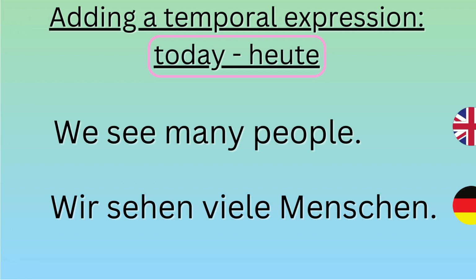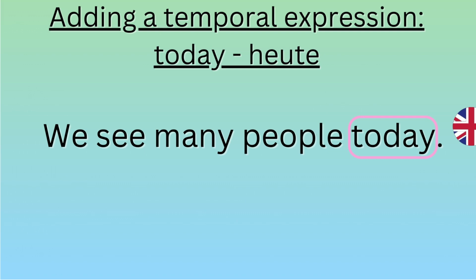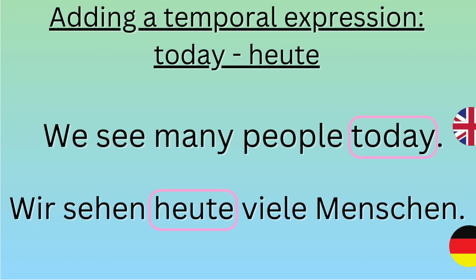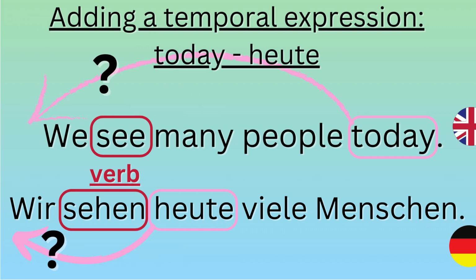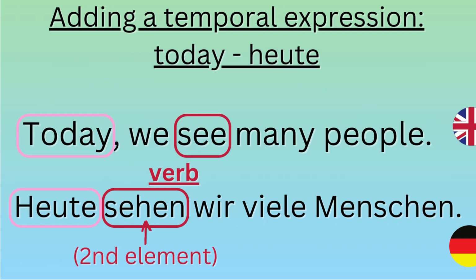Let's add a temporal expression. Today, heute. We have two choices of placement. In English, it could go at the end of the sentence, for instance, we see many people today. In German, it could go right after the verb: Wir sehen heute viele Menschen. In both cases, the verb position does not change, since in this case, neither the English nor the German rule is impacted. However, let's put today, or heute, at the beginning of the sentence to see how in German the verb as second element rule applies.